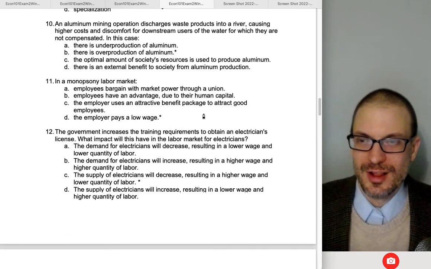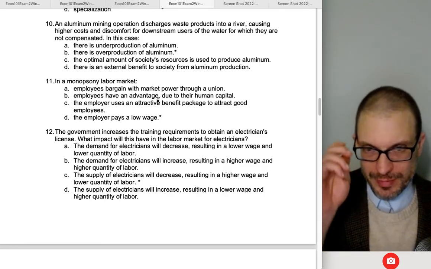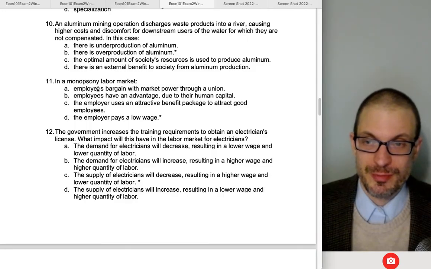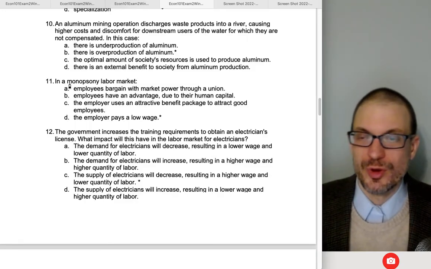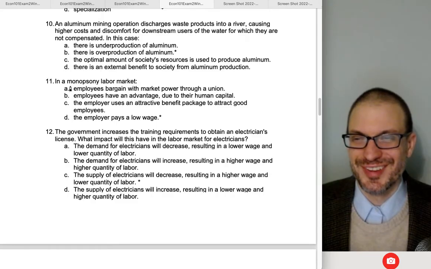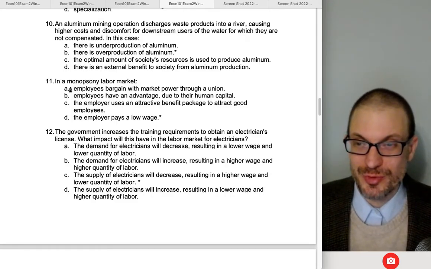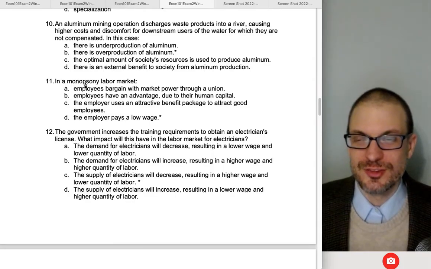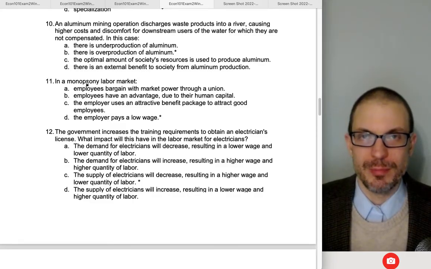Well, we'll see a picture of the negative externality in a second, so I don't want to continually clutter up this page. In a monopsony labor market, employees bargain with market power through a union. No, although that's about the only way you could counterbalance the monopsony. What's a monopsony? The first time I saw this, I thought it was spelled wrong. I thought it was monopoly spelled wrong. No, monopsony is if you have a single buyer, right? So monopoly is if there's a single seller of the product. Monopsony is if there's a single buyer.